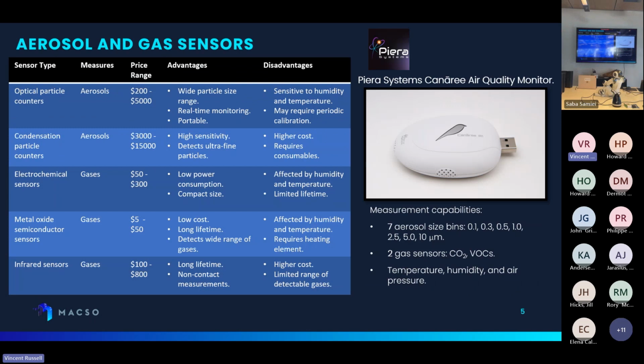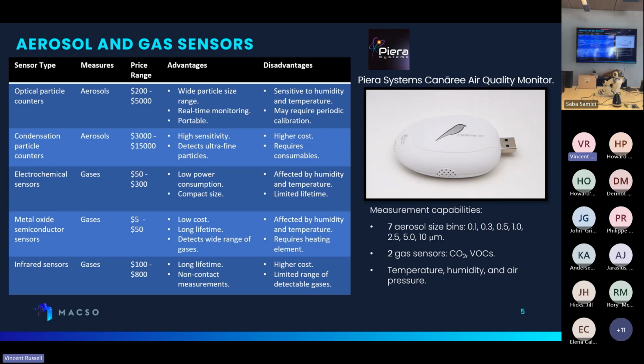There are many different types of sensors to detect airborne substances. For example, optical particle counters, which are commonly used to measure aerosols; condensation particle counters, used in atmospheric research; electrochemical sensors, often used in industrial safety and usually designed to detect specific types of gases; metal oxide semiconductor sensors, low cost and found in smart homes; and infrared sensors, often used in industrial settings to detect gas leaks.